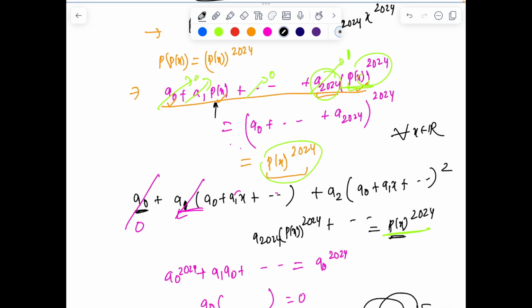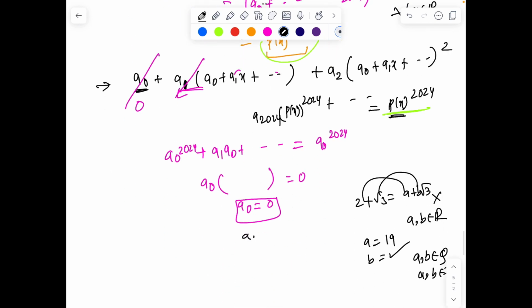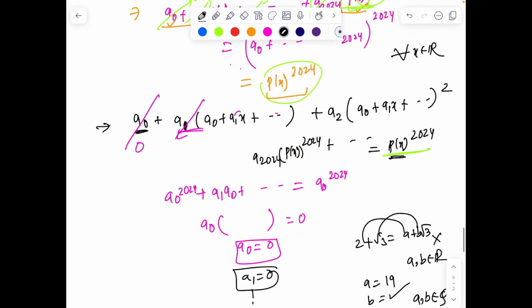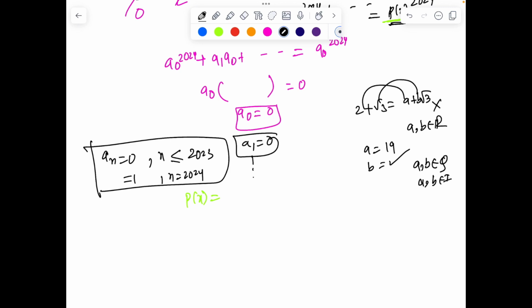Okay, so since x is involved, directly concluding that the RHS must be this and all terms will be 0 is not a mathematically correct statement until you prove it. But from the other logic, if you equate, you'll get a0 is 0, a1 is 0, and so on by equating. That we can see very easily, because every time a1 a0 will be coming common from equating the coefficient of x square. So that's very interesting. So finally every coefficient is 0 except a2024. So what we are getting, an is 0 for any n less than or equal to 2023, and that becomes 1 for n equals 2024.